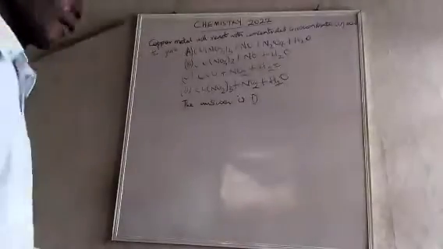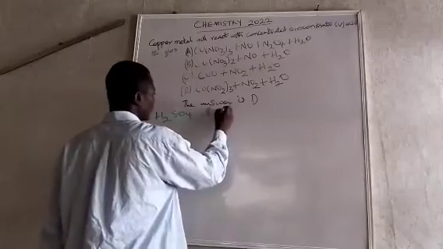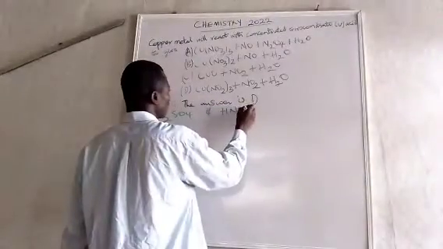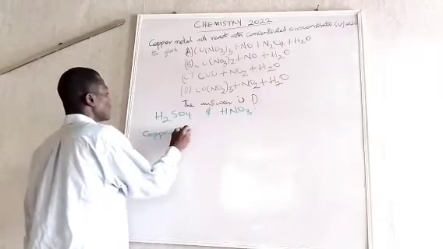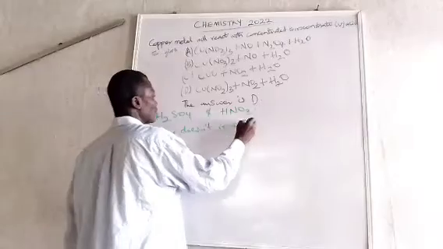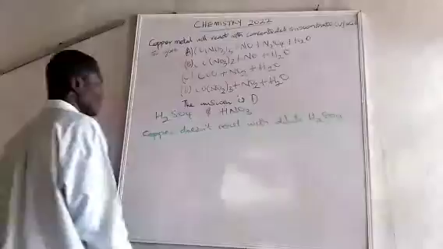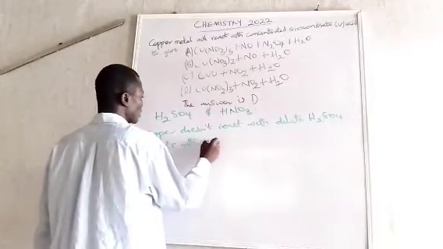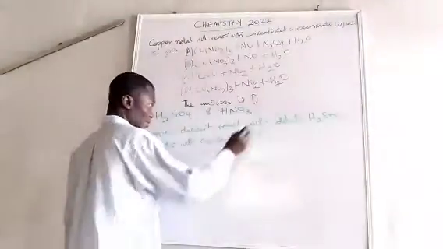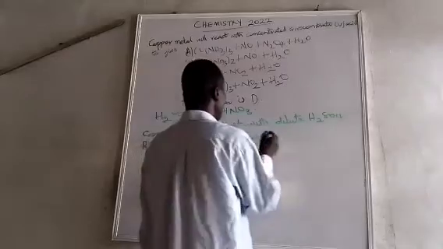Now let's go to the real one they have asked us. The commonest acids used are H2SO4 and HNO3. We are told that copper doesn't react with dilute H2SO4, but it reacts with hot, concentrated H2SO4. Please, these words, dilute and concentrated, are very important in chemistry, because they determine the outcome of reactions.